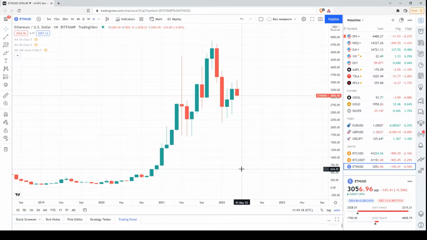Ethereum is currently trading at the level of $3,056.96. So this is the monthly chart. We're very familiar with the price chart of Ethereum in the major time frames because I analyze it at least once or twice a month.